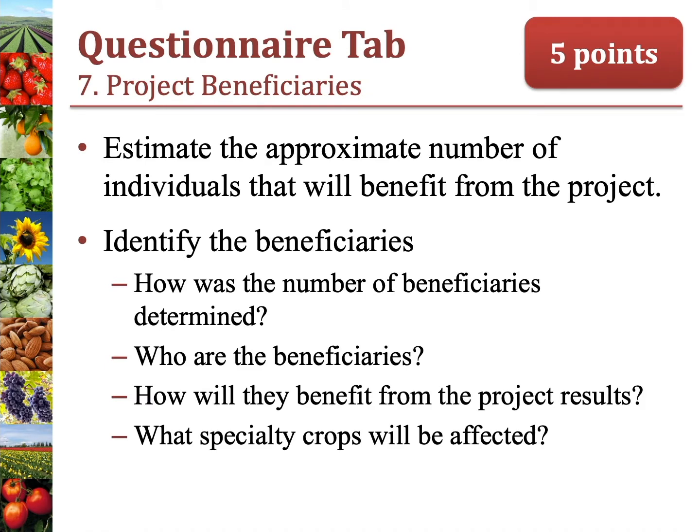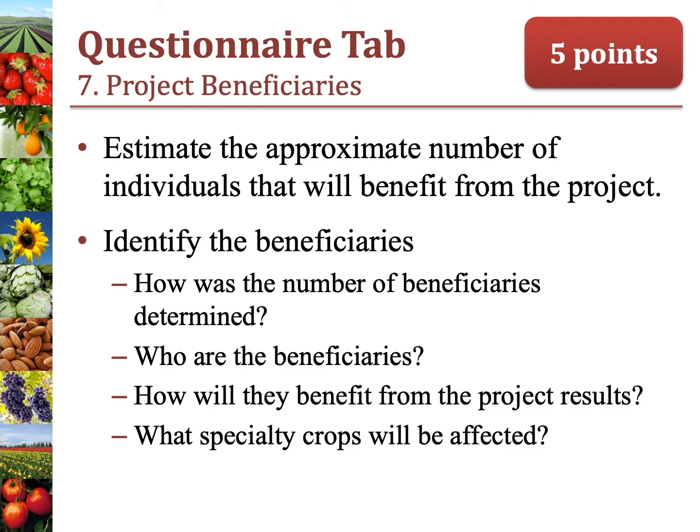Section 7 asks about identifying and describing the project beneficiaries. In the first text box, estimate the approximate number of project beneficiaries. This number should be realistic, trackable, and reportable. In the second text box, describe how the number of beneficiaries was determined, who the beneficiaries are, and how they will benefit from the results of the project.